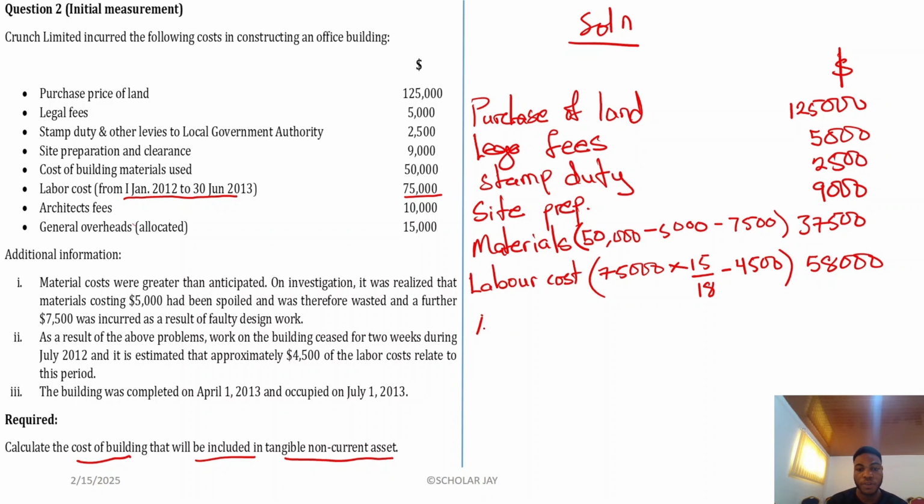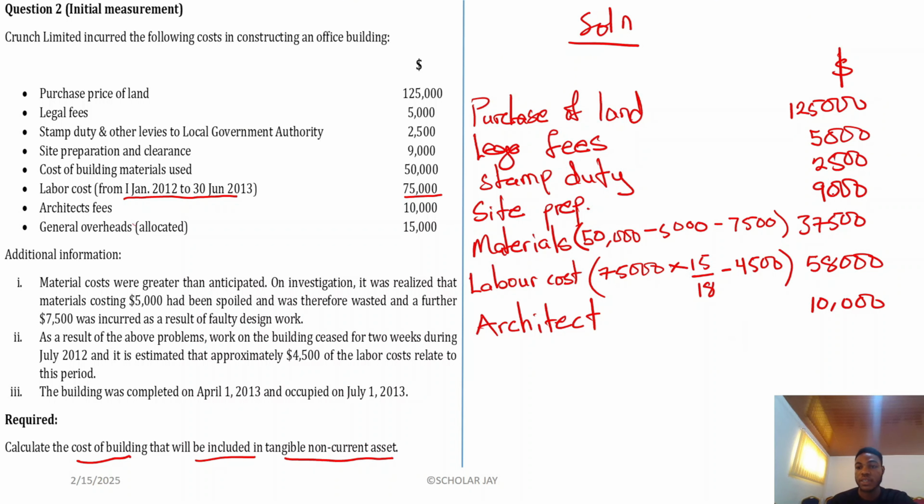Then we have architects. There is a professional fee. So architects, that's 10,000. Then general overheads. Do we include it? No, we don't include it, right? We don't include general overheads because it's not a directly attributable cost.